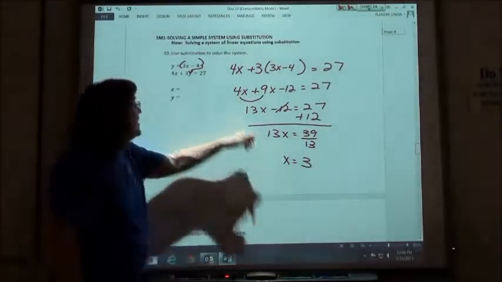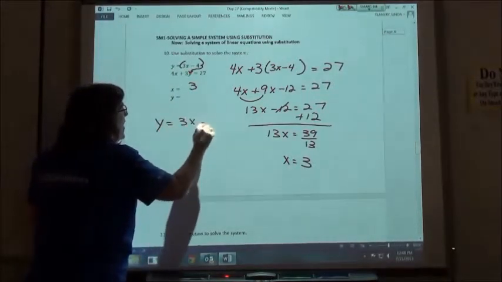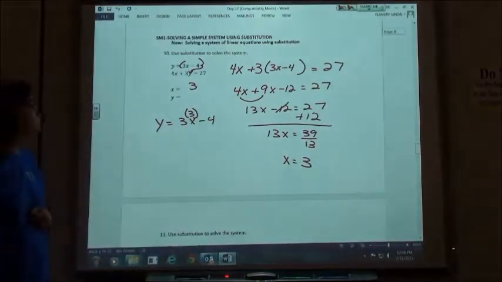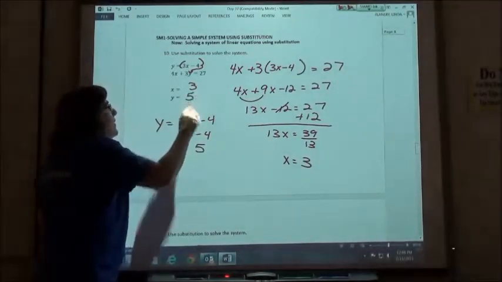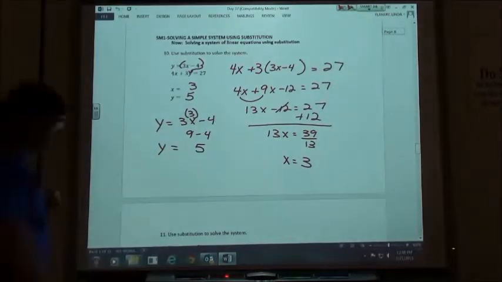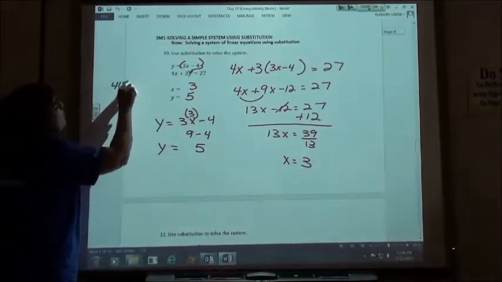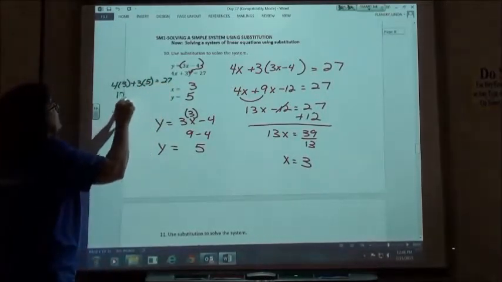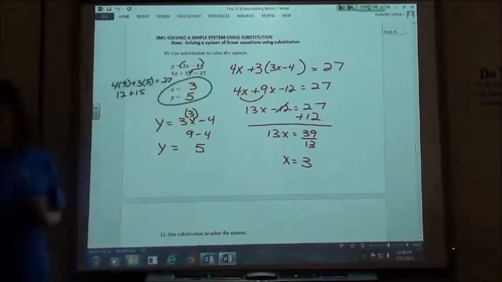Once I find x, I still need to find y, so I can use that top equation that said y equaled 3x minus 4 and replace the x with my 3 that I found. So 3 times 3 is 9. 9 minus 4 gives me 5. If I wanted to double check and make sure that was right, I would check it in my second equation. Is 4 times 3 plus 3 times 5 equal to 27? 12 plus 15 is 27. Yep, checks out. So I know those are the right answers.